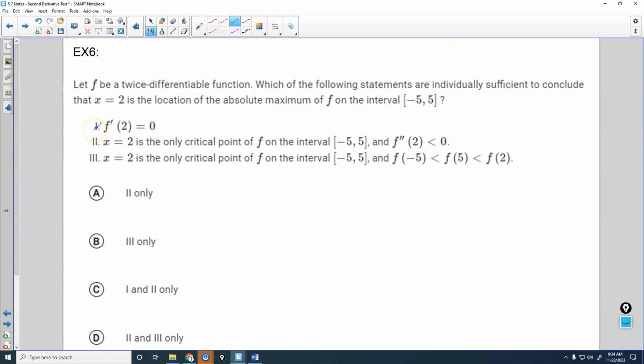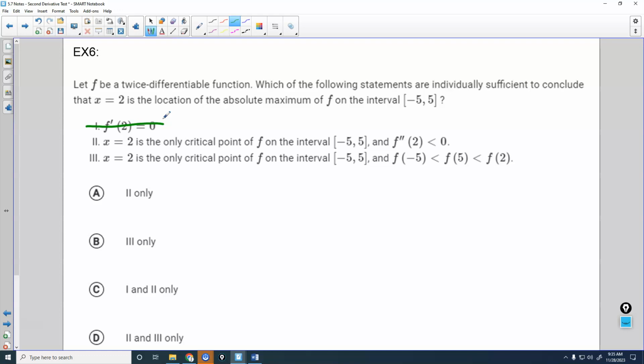Okay, so if we know the derivative at 2 equals 0, is that enough to decide that we have a maximum or minimum point? If we just know derivative equals 0, that means it's a critical point. Are critical points always maximums or minimums? They are not. Sometimes they are neither. So 1 is out. It is not enough alone to verify that we have a maximum at that point.